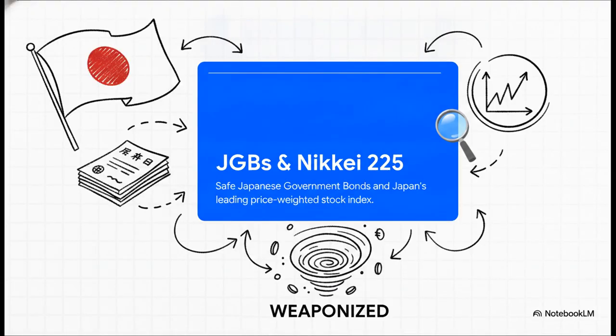Now, if we shift back in time to Rogue Trader, the underlying assets were completely different. Nick Leeson was trading derivatives based on Asian assets, specifically Japanese government bonds, which are generally considered to be incredibly safe debt instruments backed by the government. He was also trading based on the Nikkei 225, which is Japan's leading blue-chip stock index. The real tragedy here is that these relatively stable, everyday assets were basically weaponized through the extreme way Leeson traded them.